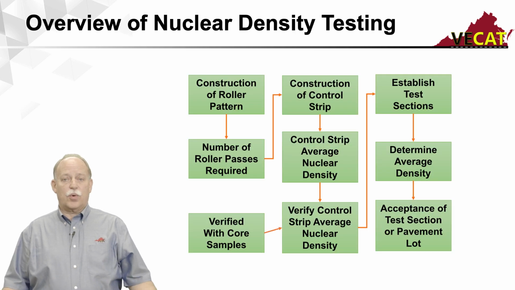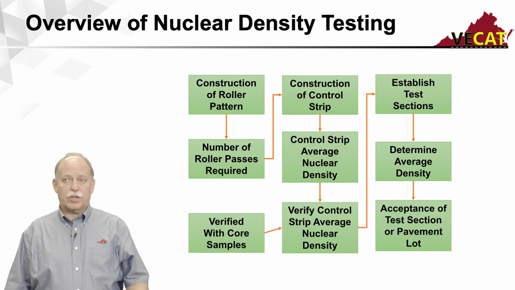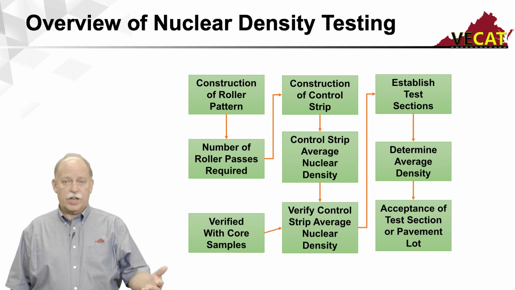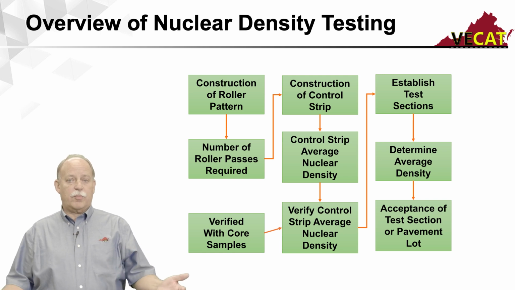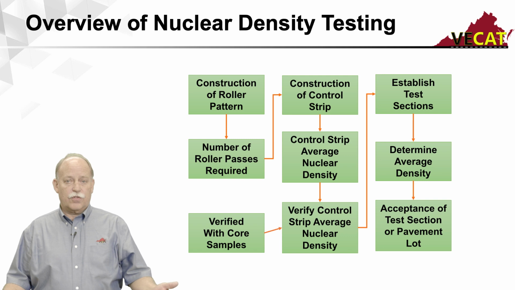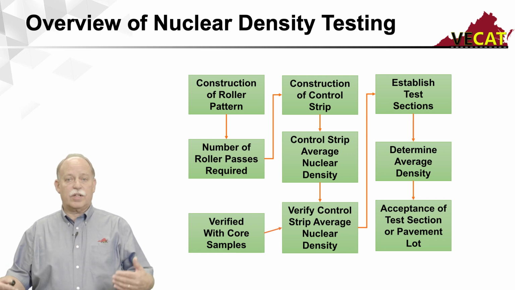So here's that overview I'm talking about. Now we're going to talk about if you're doing a roller pattern control strip, you're going to use a nuclear gauge to do that. You're going to start out constructing a roller pattern. We'll talk about that in more detail. You'll go down and that specific roller pattern determines the number of passes that are required for that specific mix in that specific location using this very specific equipment that you have on site.